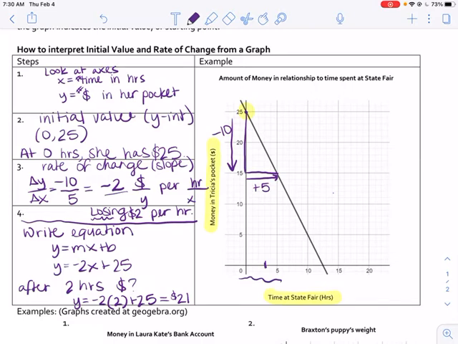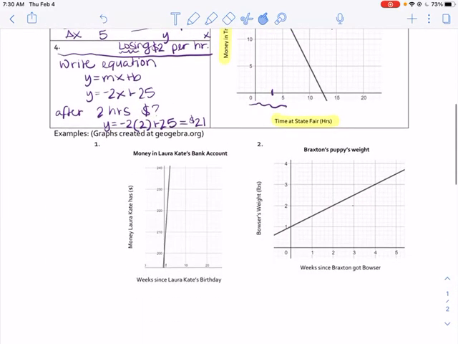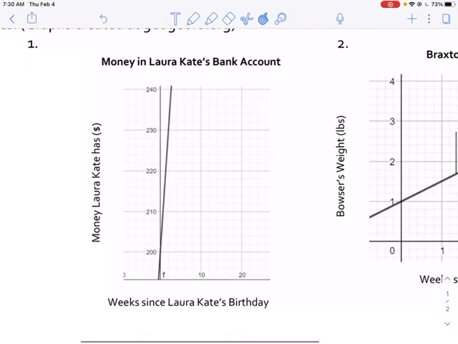And you could even find that on the graph. When you go to 2, 21 is right there. So you can find that from either the equation now or the graph. Okay, we're going to go ahead and do these steps real quickly with this example, the money in Laura's bank account. This one is going to be a little weird.